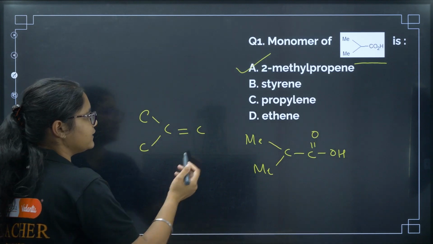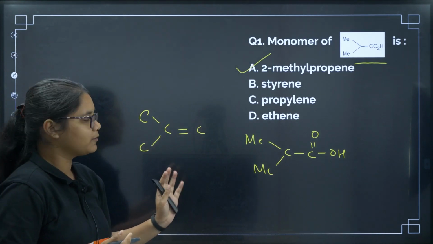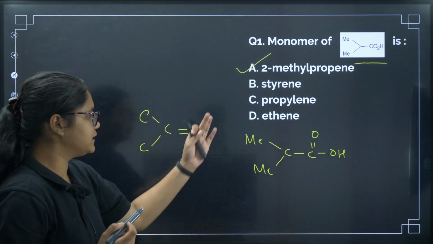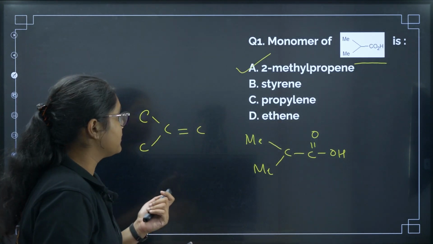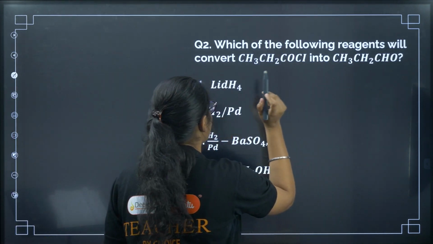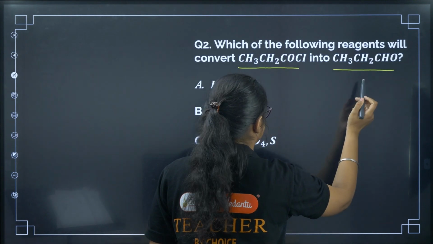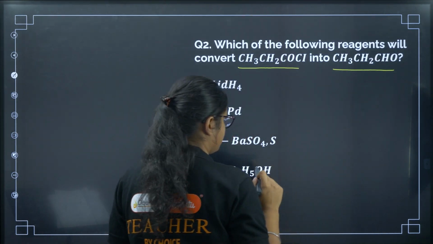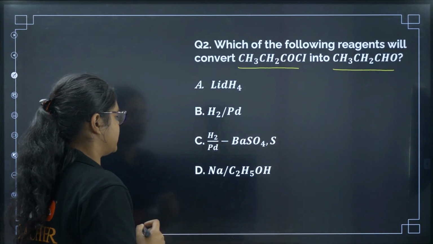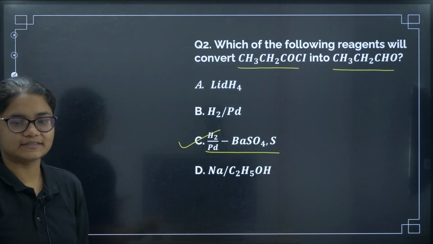Now you can see easily that there should be some similarity between that compound and this compound. We have 2-methyl propene, one branching is present, so easily we can guess this answer. Now coming to the next question. Which of the following reagents will convert CH3CH2COCl into CH3CH2CHO? Acyl chlorides to aldehydes, we know that is H2 palladium barium sulfate. Correct answer is option number C.